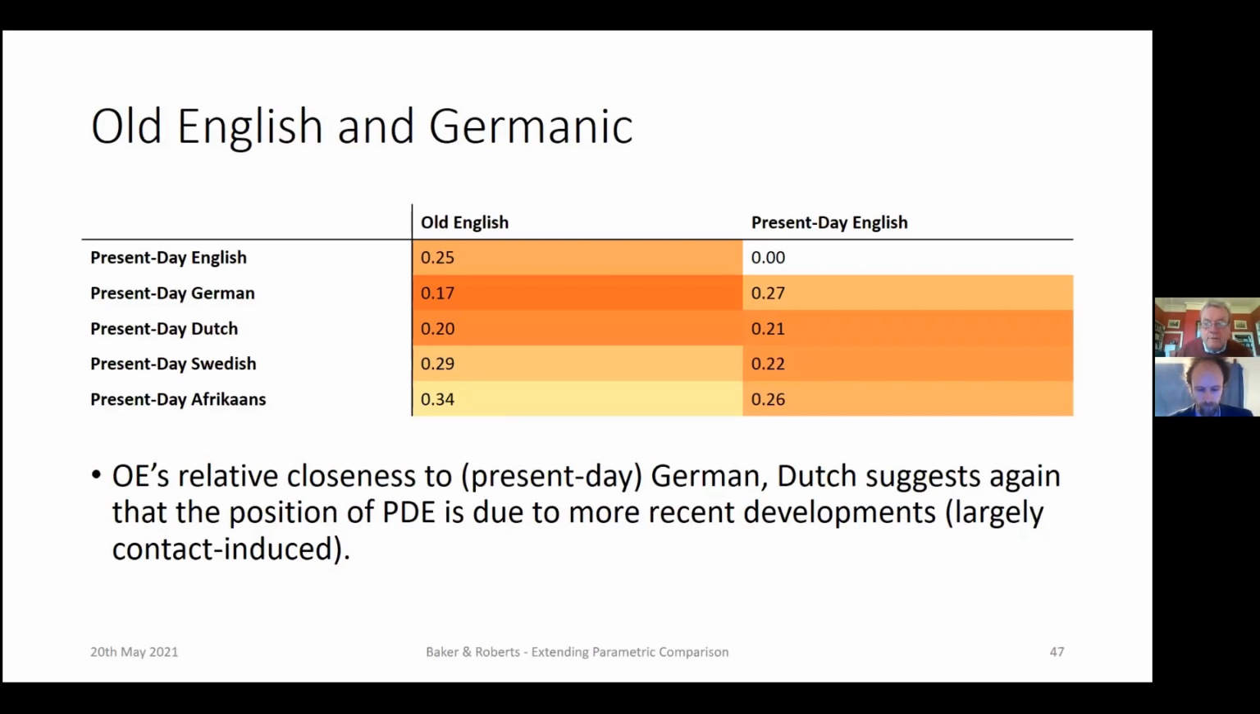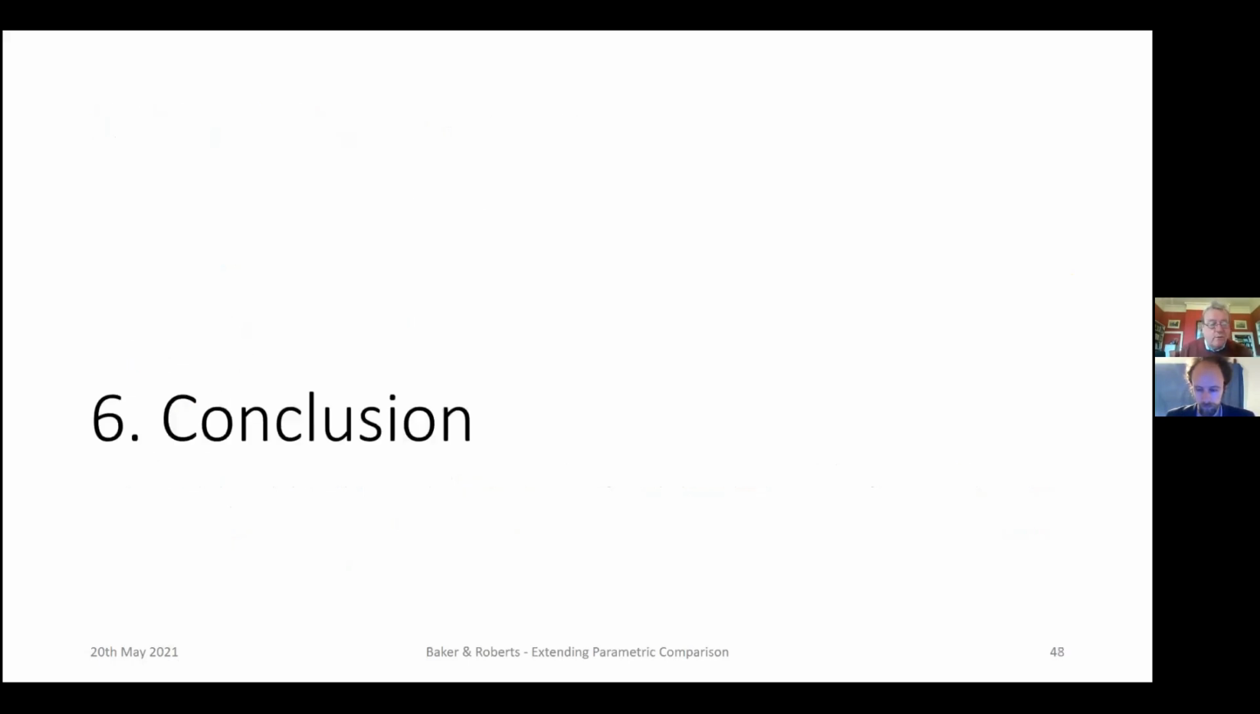Looking at Old English and Germanic, we get the result that we would all expect, I think, and that is that Old English is significantly more similar to modern German than modern English is, and also to Dutch. The position of present-day English is clearly due to relatively recent developments, again, to some degree contact-induced, and the question of contact with North Germanic and perhaps Celtic is one that we need to properly unravel, as we all know. Okay, so that's pretty much where we are at the moment.